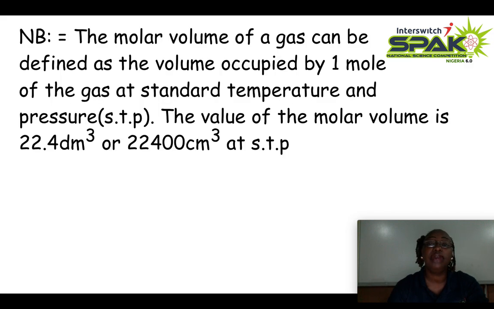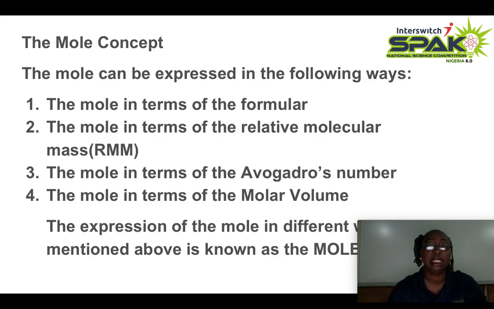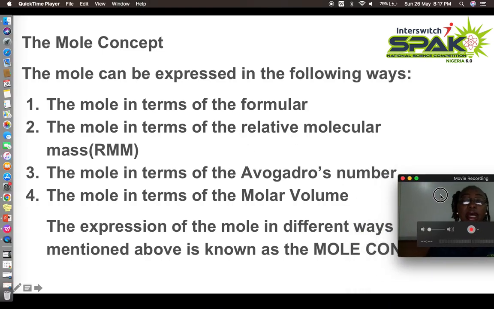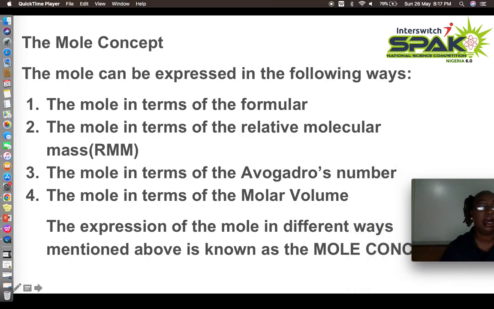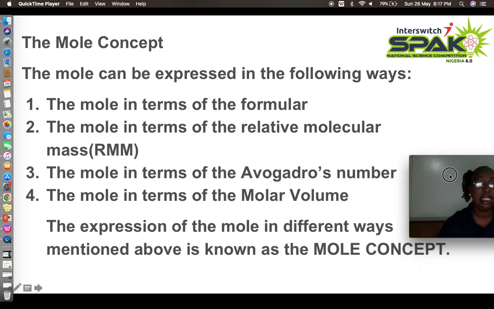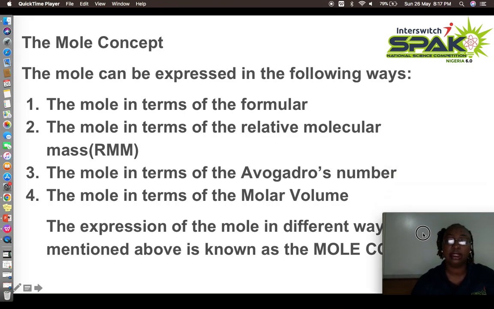The molar volume of a gas can be defined as the volume occupied by 1 mole of the gas at standard temperature and pressure, and that value is 22.4 dm³ or 22,400 cm³ at STP. I've explained this earlier. Mole concept in terms of formula, in terms of relative molecular mass, in terms of Avogadro's number, in terms of molar volume. These are ways in which moles can be expressed, and they are known as mole concepts.